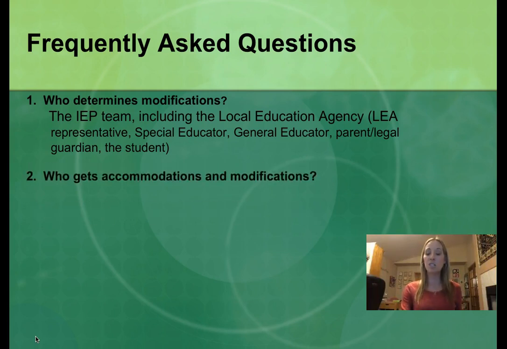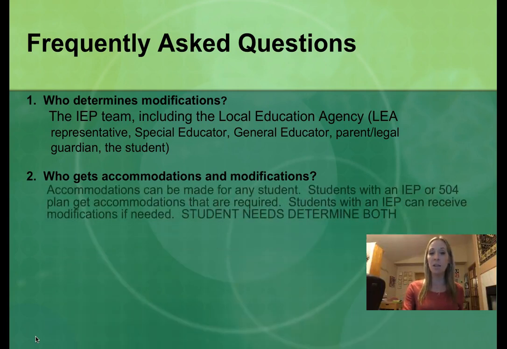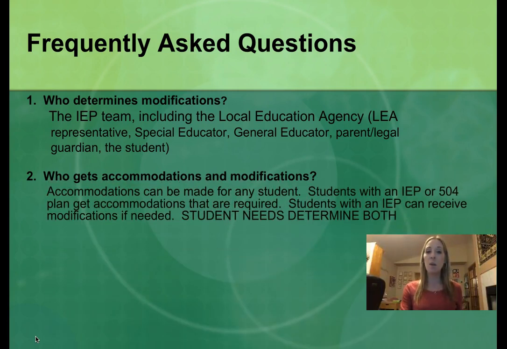Who gets accommodations and modifications? We covered this already, but just to remind you, accommodations can be made for any student. Any student can have those accommodations. Students with an IEP or 504 get accommodations that are required. Students with an IEP can receive modifications if needed, and students determine whether they need both. So it all depends on the student's needs.